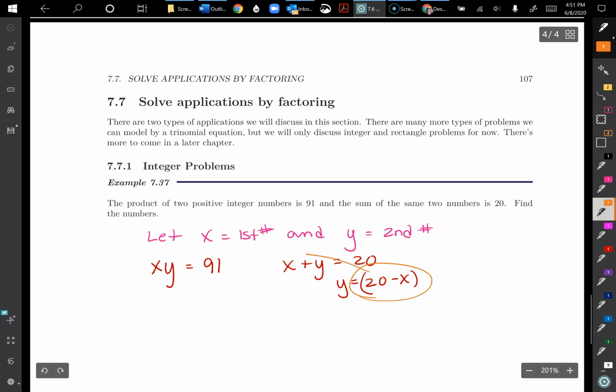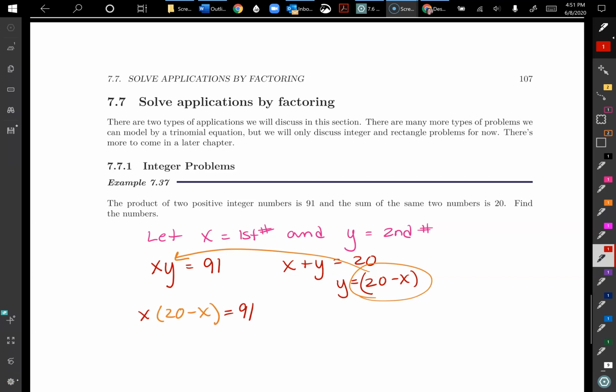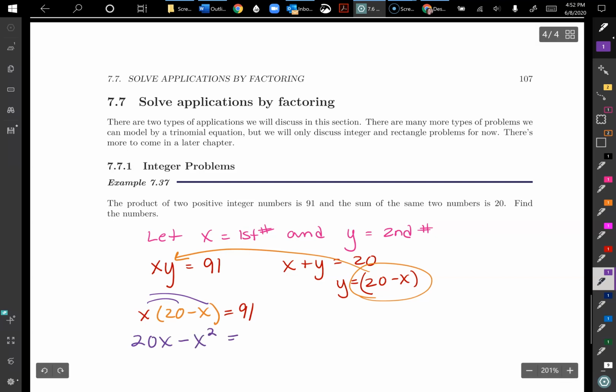And now we're going to take that 20 minus x and plug it in for y. So now we have x times quantity 20 minus x equals 91. So we want to be careful here because our property that we're going to use for solving quadratics is the zero product property. It's not the 91 product property. So we have to make sure we don't just inadvertently set each factor equal to 91. That's not going to work. We have to follow our process that I talked about before, where you have to simplify. And so we would have 20x minus x squared equals 91.